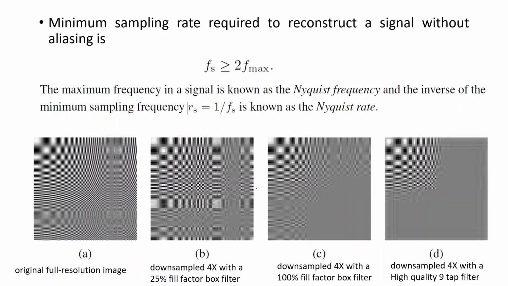In order to avoid aliasing, we must perform filtering. Before that, if you don't sample fast enough, the high frequencies get misinterpreted. So this is a very important formula, the Nyquist frequency: Fs is greater than or equal to 2 f max. This is the minimum sampling rate required to reconstruct a signal without aliasing. If this condition is met, then we won't get aliasing. The frequency Fs greater than or equal to 2 f max represents the Nyquist frequency, and Rs equal to 1 by Fs represents the Nyquist rate.